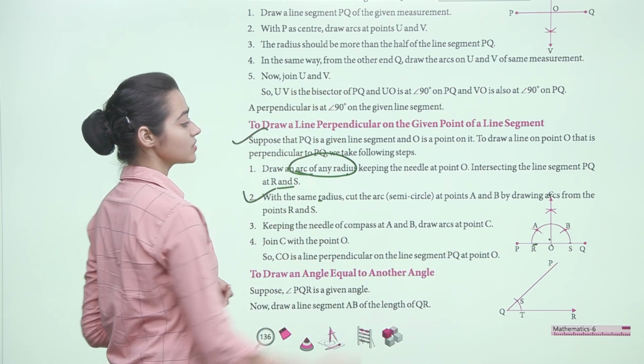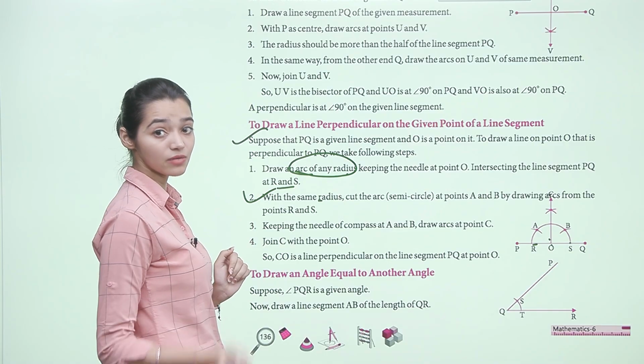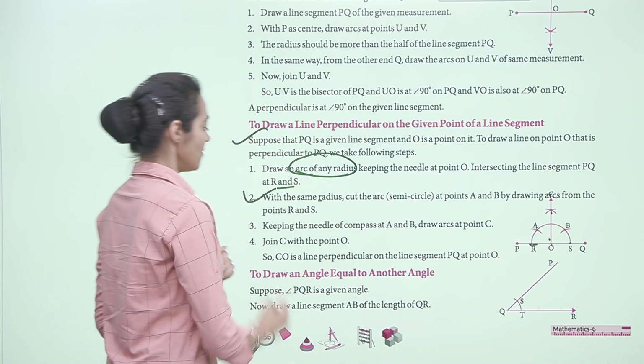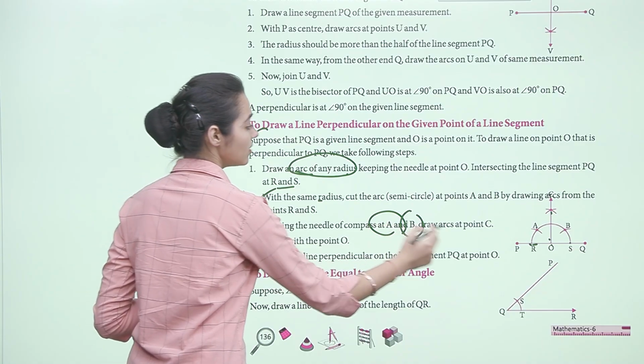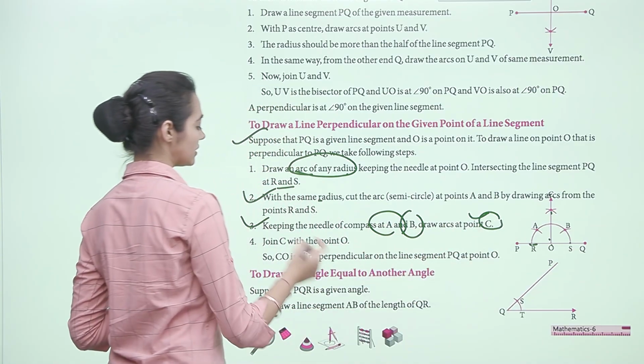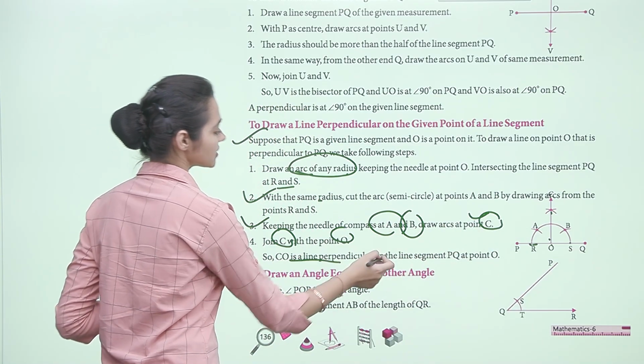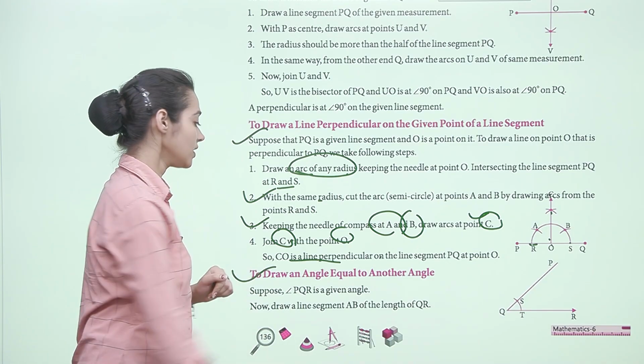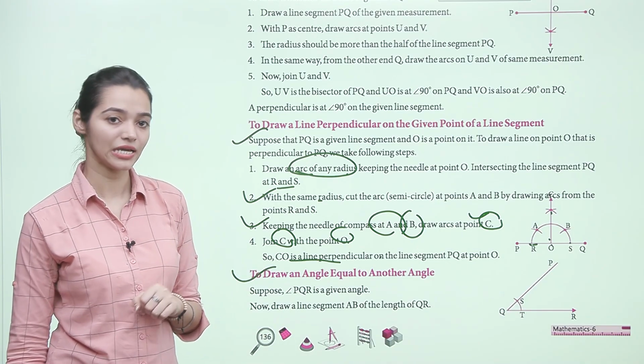After that, with the same radius, we will cut the arc of the semicircle by drawing arcs from the point R and then from the point S. Then keeping the needle at A and B, we will draw an arc at point C. Then we will join C with O, and this is our line perpendicular to the line segment PQ at point O.